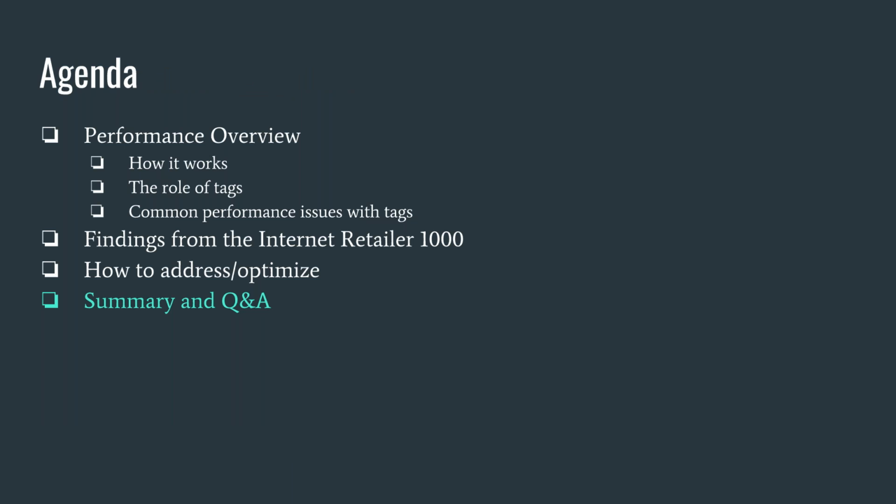So that is everything that we wanted to cover today. Obviously, we went through just a general performance overview. How exactly does the web page, how does the site work? How do tags play into that? What are some different areas of optimization that can be taken from findings that we had from scans across the Internet Retailer 1000? What are some of those areas of low-hanging fruit? And then how to address each and optimize for your website.